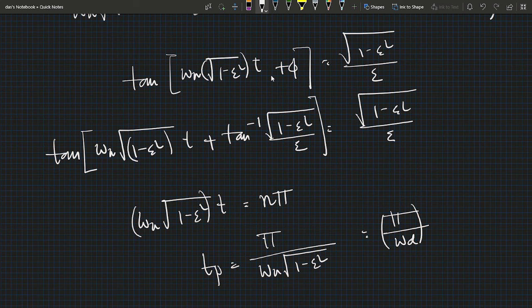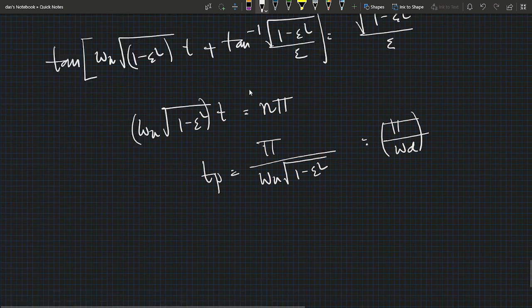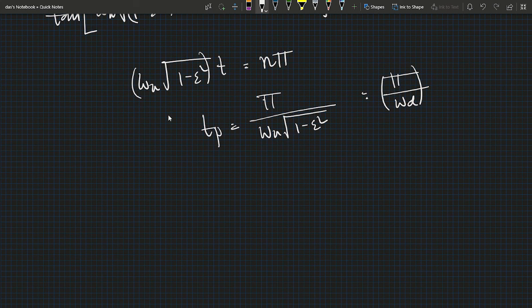Okay, damped frequency. So now one parameter is coming out, that is Tp, the peak time. At this peak time we can calculate our overshoot. Our next task is to determine the value of Mp. First of all we can calculate the value of Mp.